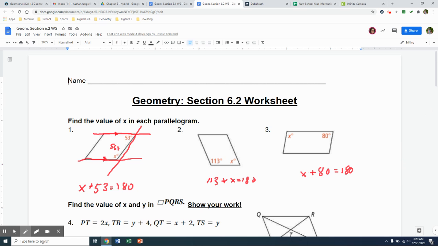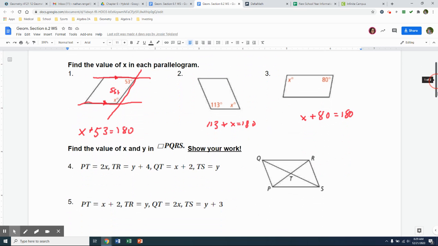The other big piece of section 6.2 is that the diagonals of a parallelogram bisect each other. So whenever you have these diagonals, connecting P and R, the diagonals are going to bisect each other. So those two segments are going to be congruent, and then those two segments are going to be congruent. And then we can start to solve based on congruence. When we know things are congruent, we know that they are equal to each other.